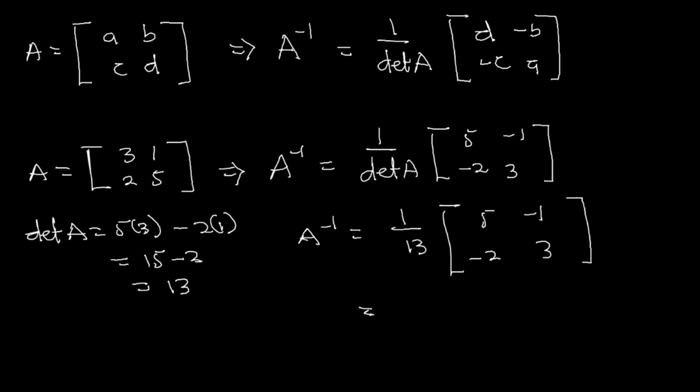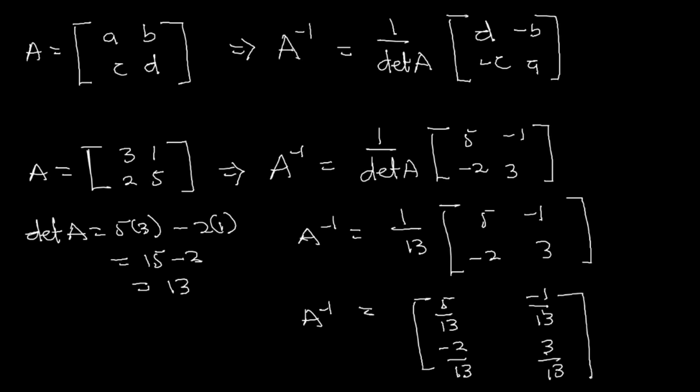So our A inverse is simply 1 on 13 multiplied by 5, which gives us 5 on 13. Then 1 on 13 multiplied by negative 1 gives us negative 1 on 13. Then 1 on 13 multiplied by negative 2 gives us negative 2 on 13. And then 1 on 13 multiplied by 3 gives us 3 on 13. So this becomes the inverse of the matrix A over here.